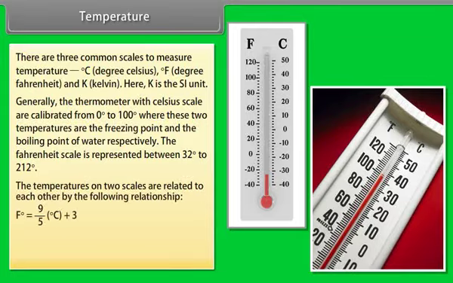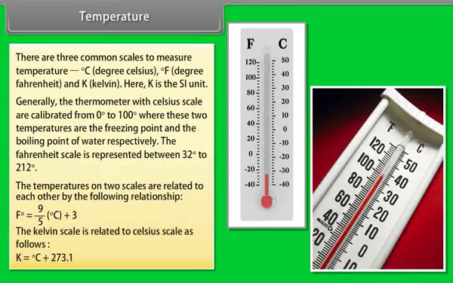The temperatures on the 2 scales are related to each other by the following relationship. Degree Fahrenheit is equal to 9/5 degrees Celsius plus 32. The Kelvin scale is related to Celsius scale as follows. Kelvin is equal to degree Celsius plus 273.15.